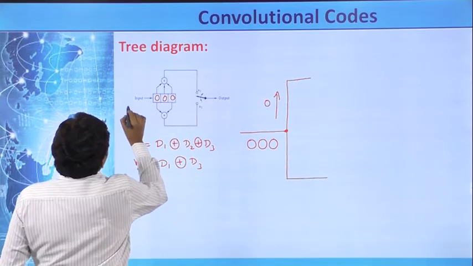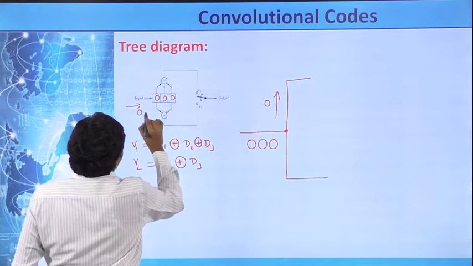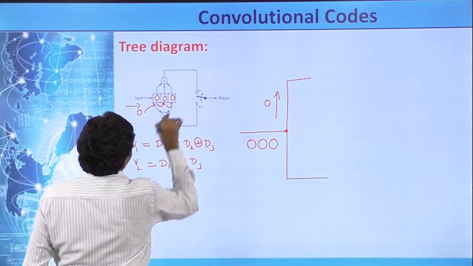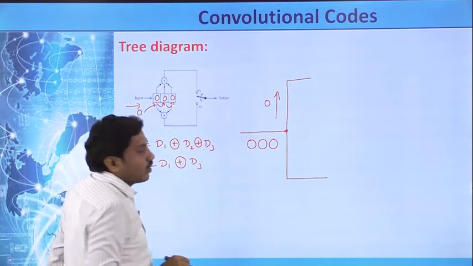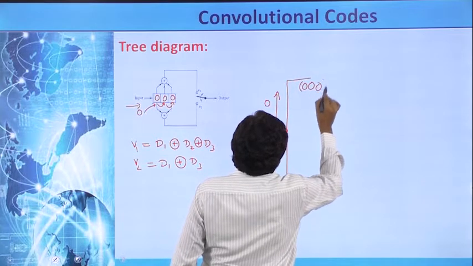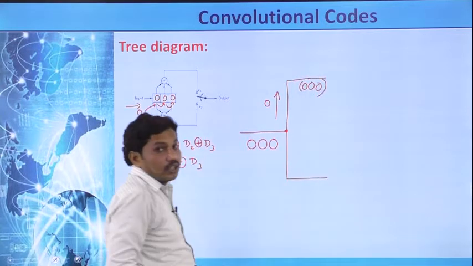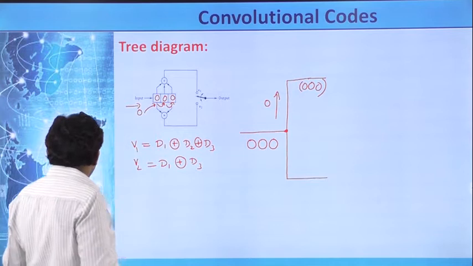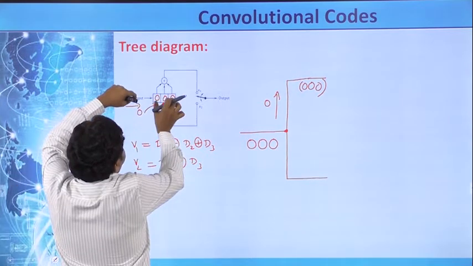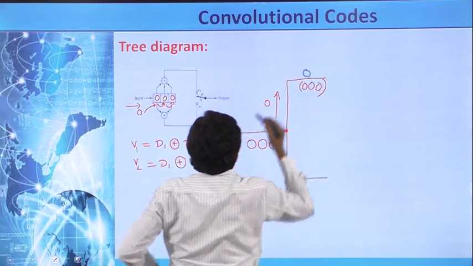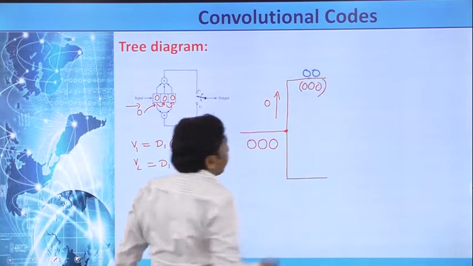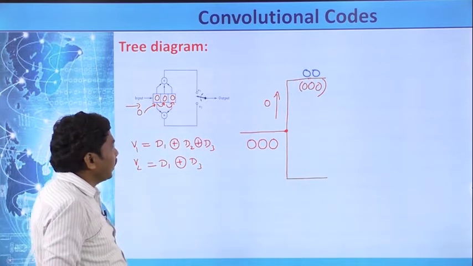If you apply 0 as the input, what happens? This 0 comes into here, this 0 comes to here, this 0 comes to here. That means the bits in the shift register are once again 0 0 0. What are the output bits? V1 is the sum of these three, that is 0. V2 is the sum of first one and last one, this 0. Okay.